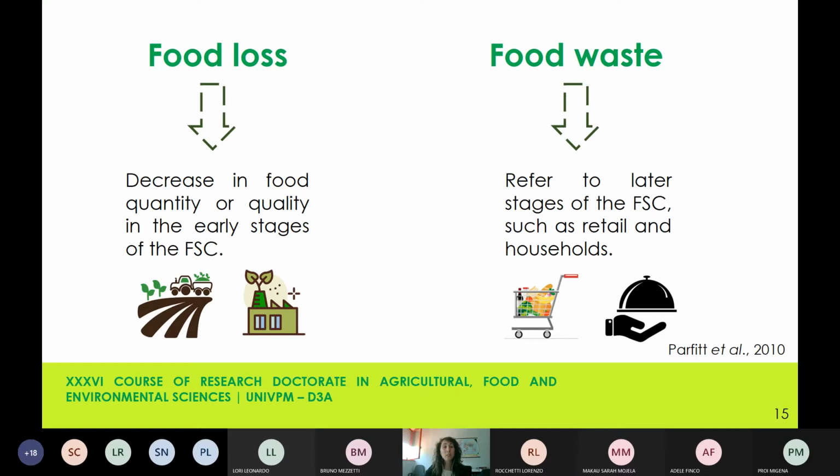In the literature, the situation is actually simpler, because if we follow the example by Parfitt and collaborators, we have only two kinds of waste: food loss and food waste.